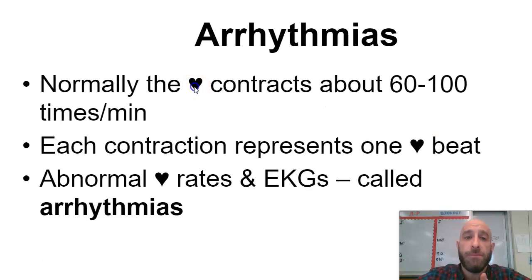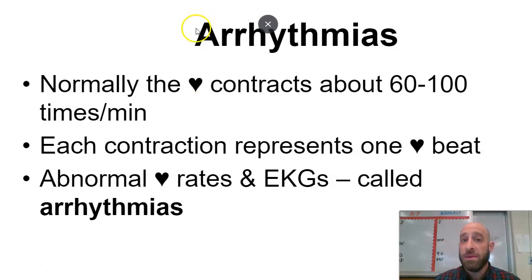So what is an arrhythmia? Well, normally a heart beats about 60 to 100 times a minute. That's your average. Usually 60 to 80, but up to 100 is considered normal. And each contraction is a heartbeat, right? And if it's an abnormal rate or an abnormal EKG, it's called an arrhythmia.